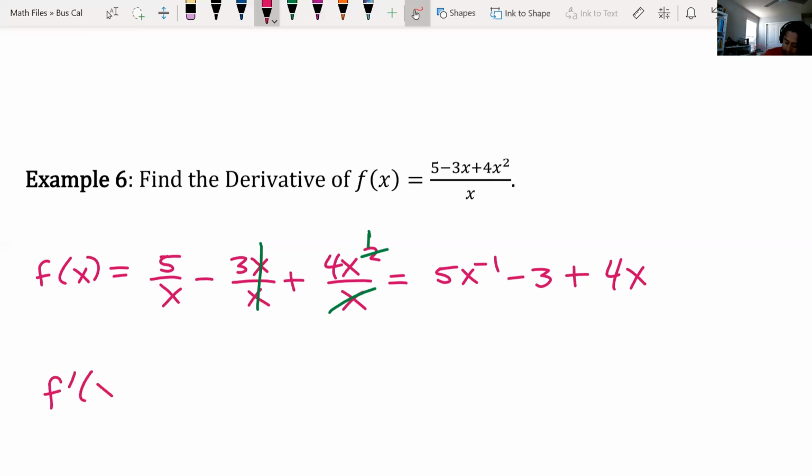So f prime of x, and first up is 5x to the negative 1. What is the derivative of 5x to the negative 1 going to be? Negative 5x to the, remember, you only take 1 away from the exponent that's there. So negative 5x to the negative 2.